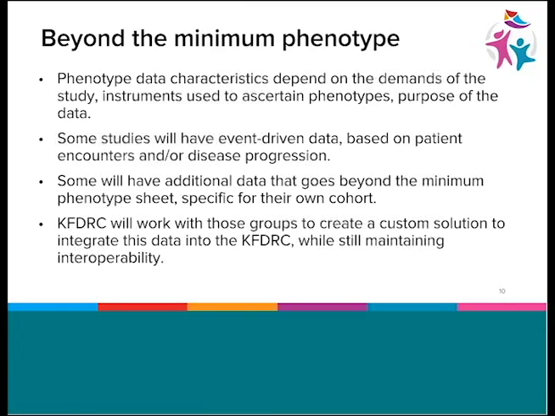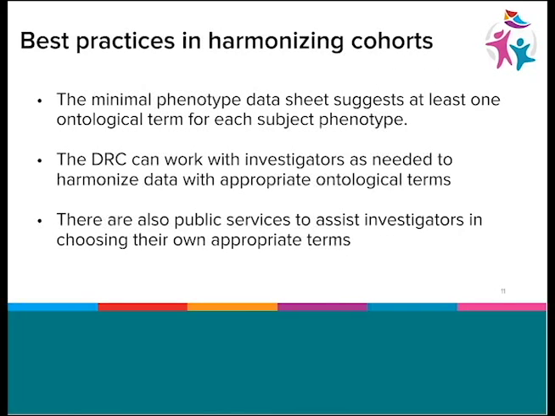There are also people who will have additional data that goes beyond the minimal phenotype sheet into much more detailed phenotypes, lab results, etc. And we will certainly work with those groups to create custom solutions and get that data into the repository. So the minimal phenotype sheet suggests at least one ontological term for each subject phenotype. We encourage it. But as I mentioned, we can work with investigators as needed.